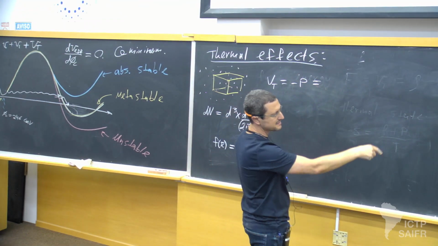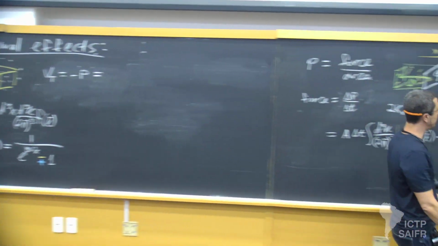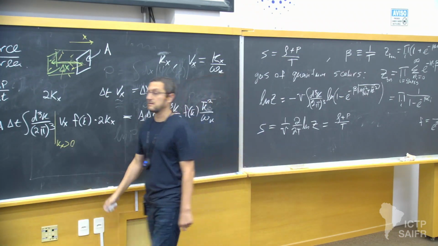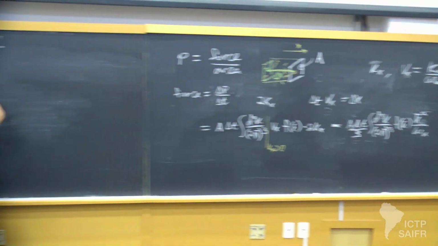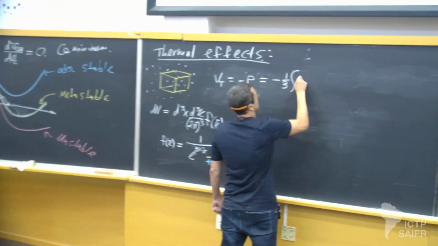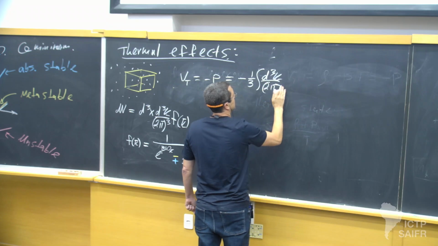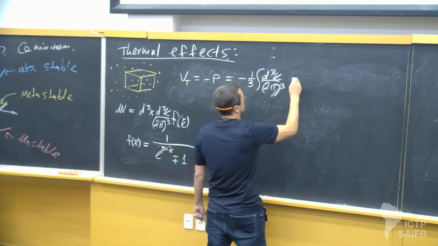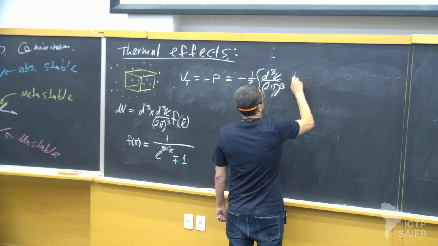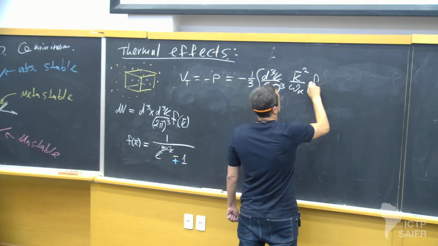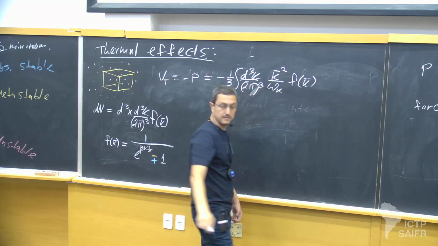And my pressure is just this expression. To get the pressure, divide the force by A and dt. And that's it. So this is minus a third, d^3k over (2 pi)^3, k squared over omega_k, f of k.